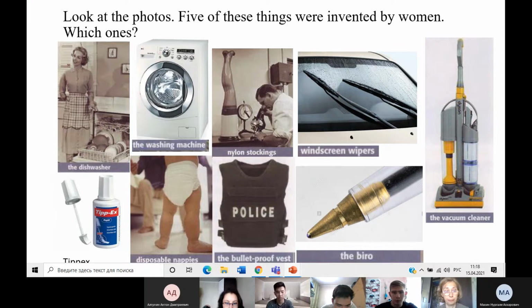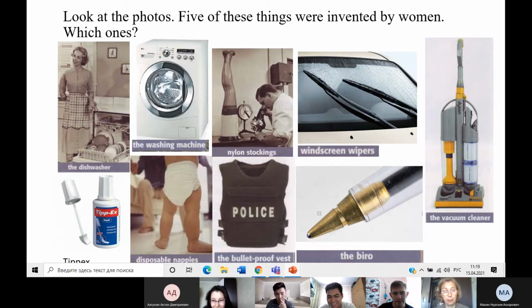Disposable nappies. Правильно читается? Yes, nappies, disposable nappies. Disposable одноразовые, да? Вот тут немножко другой образ. Disposable сменные. По-английски, по-русски Windscreen wipers. Windscreen wipers, дворники.